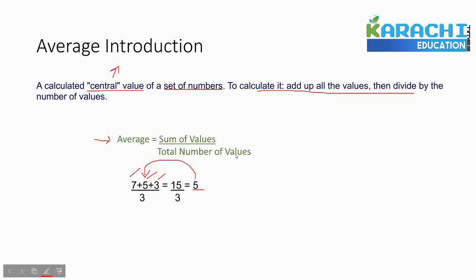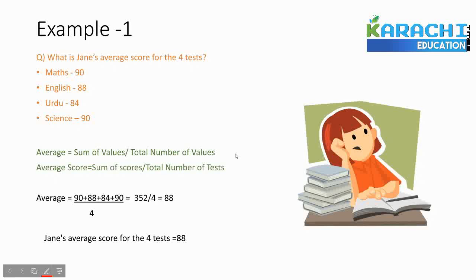So let's look at the examples then. The first example asks: what is Jane's average score for the 4 tests? We have 4 tests: maths, English, Urdu, science, and their corresponding scores. Jane's maths score is 90, English score is 88, Urdu is 84, and science is 90. We want the central value of this set. The same formula: average is equal to the sum of values divided by the total number of values. So average score is the sum of scores divided by the total number of tests.